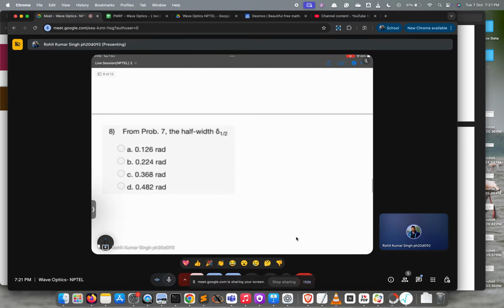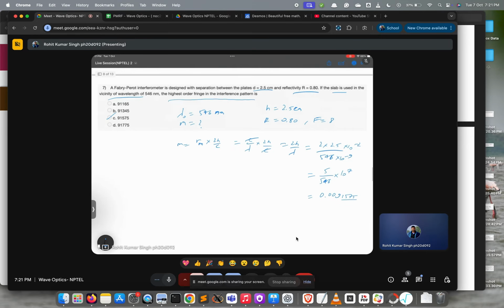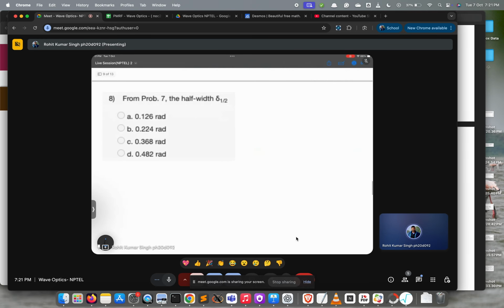But sir, what was the use of that R? Oh, yeah, the reflectivity. We'll see, there's another problem based on that. So here you have to calculate the half width. So what is the half width? This is basically delta lambda by 2, where the intensity becomes half. So this we have to calculate.